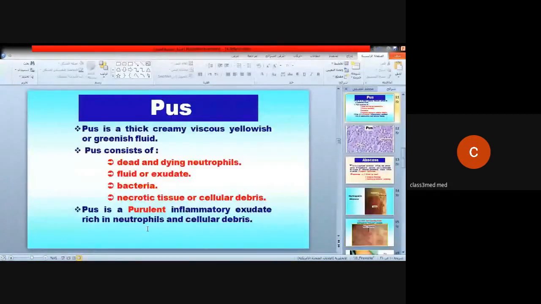Pus. What is meant by pus? Pus is a thick, creamy, viscous, yellowish or greenish fluid, consisting of dead and dying neutrophils, fluid or exudate, bacteria, necrotic tissue or cellular debris. So pus is defined as a virulent inflammatory exudate. It is also a type of inflammatory exudate, but it is virulent, rich in neutrophils and cellular debris.